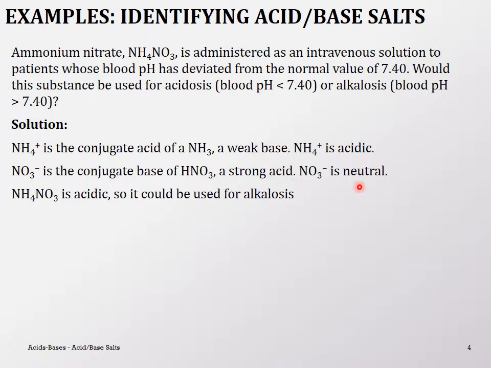acidic. If it is an acidic salt, you cannot use it for treating something that is already acidic, which means that you can use it for alkalosis. If you need to neutralize something, then you will neutralize a base with an acidic salt. Alkali stands for base, and so it will be used for alkalosis treatment because ammonium nitrate is an acidic salt.